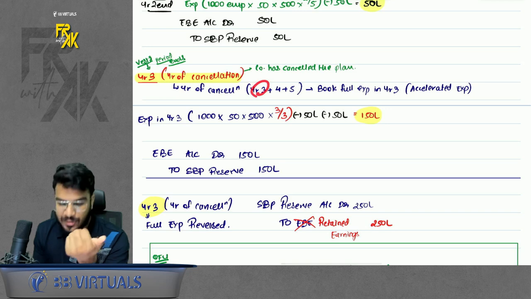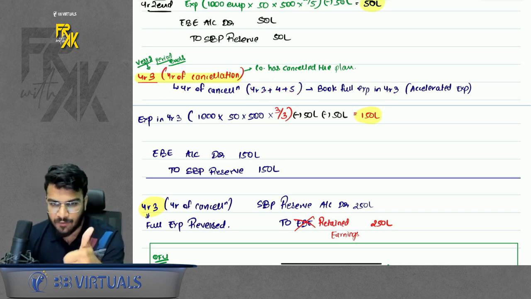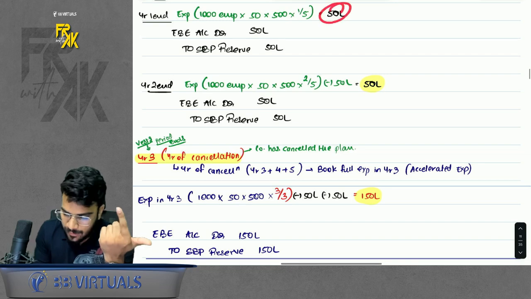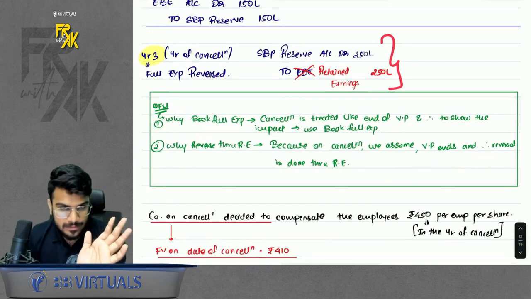First, book the remaining expenditure of year 3, year 4, year 5. Book that remaining full expense in the third year. First thing you have to do. Second, now you will reverse. Whatever you booked in years 1, 2 and 3, now you will reverse, and the reversal will be transferred to retained earnings. Second thing.